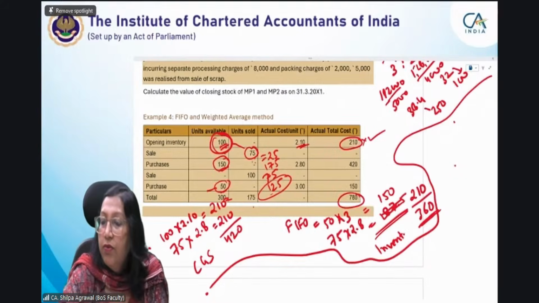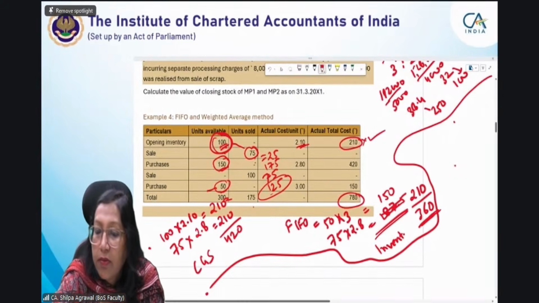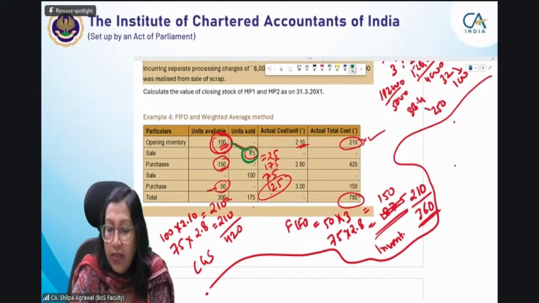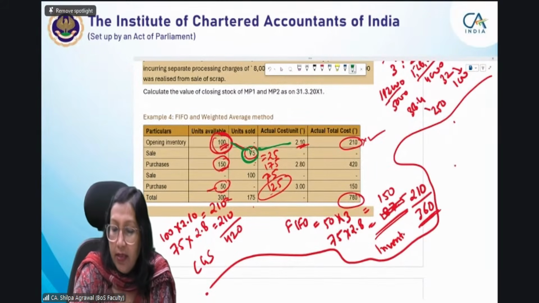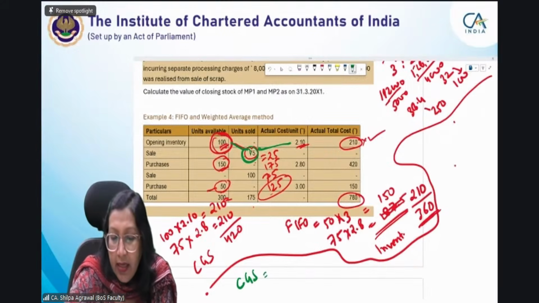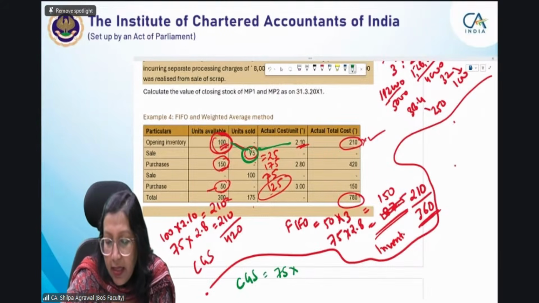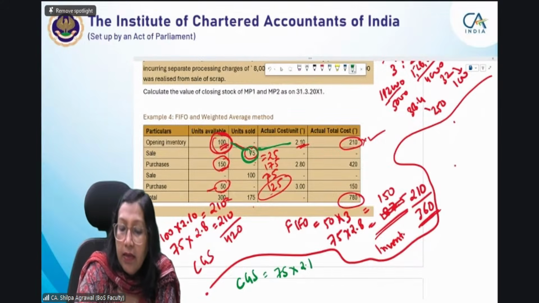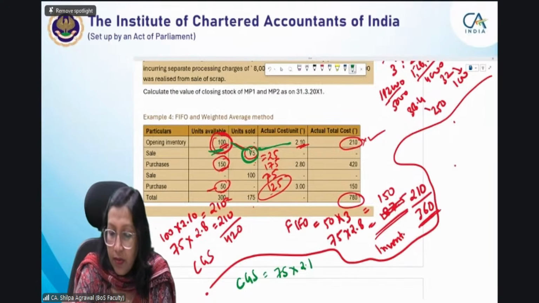I'll take another pen. This will help at least, right? These 75 units, no problem, this pen has been sold out of these 100 units at the rate of 2.1. Okay? So for weighted cost of goods sold, when we calculate, 75 units at the rate of 2.1 is our sale. Now out of these 100 units, 25 are still there.